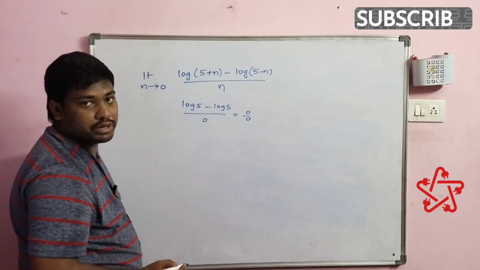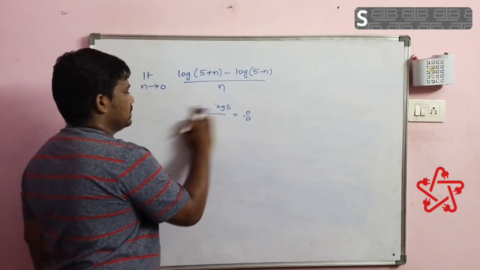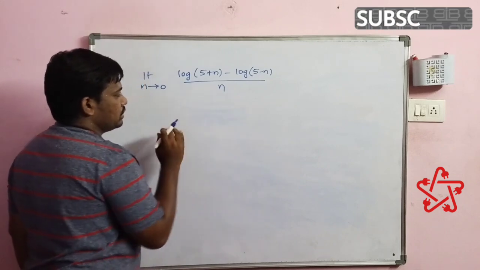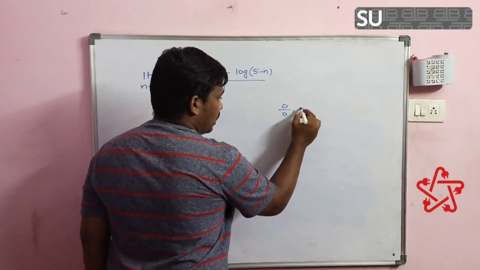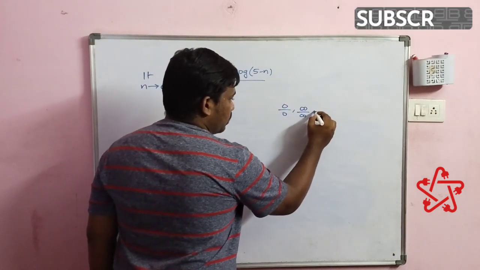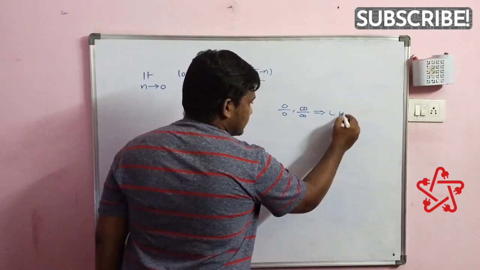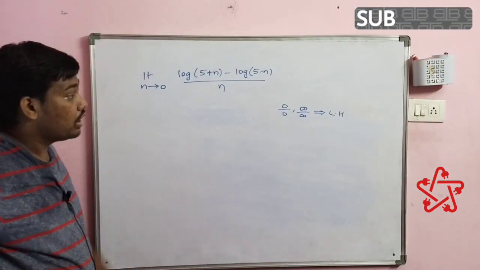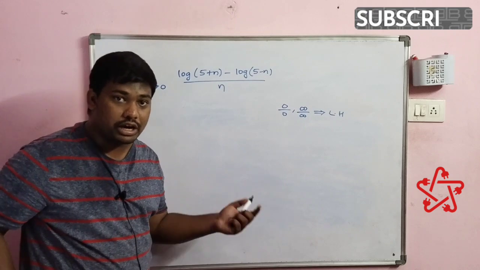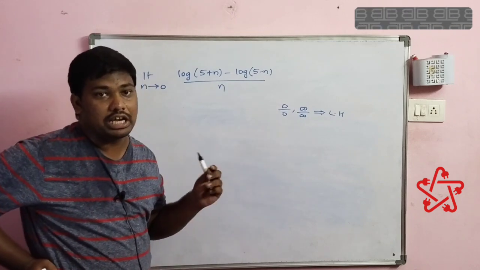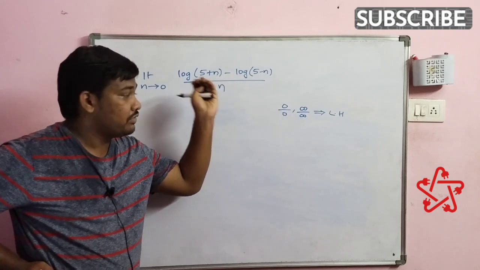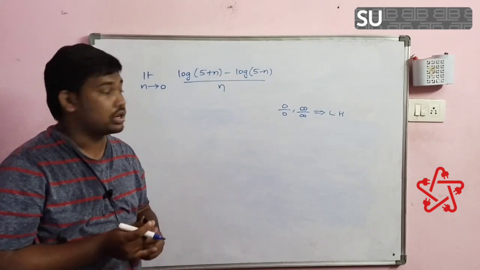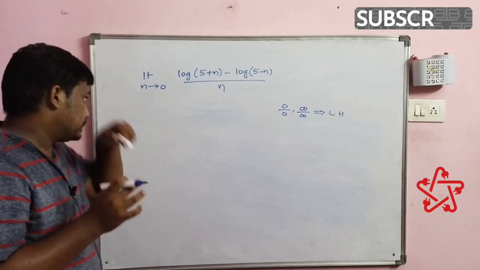So we need to simply do L'Hospital. If you get the form 0 by 0 or infinity by infinity, we need to go for L'Hospital. What is L'Hospital? As I already mentioned, L'Hospital is simply differentiating the numerator separately and differentiating the denominator separately. This is called L'Hospital, right?